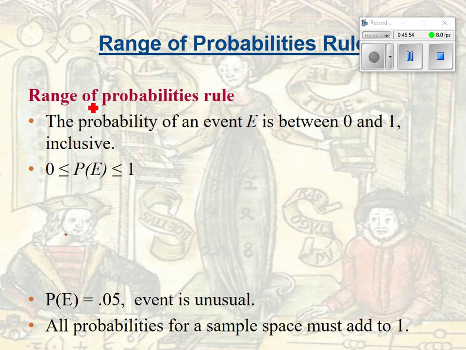All right, range of probabilities. Write this down. Very, very important. Write down the range of probabilities rule. Probabilities always got to be between 0, no, I shouldn't say between. Always from 0 to 1. What's 0? What's the probability of 0 tell you?